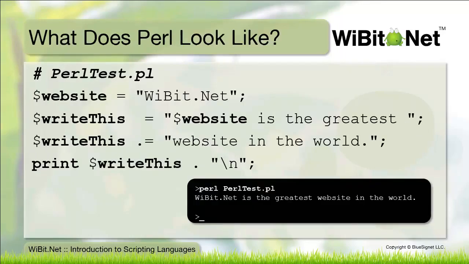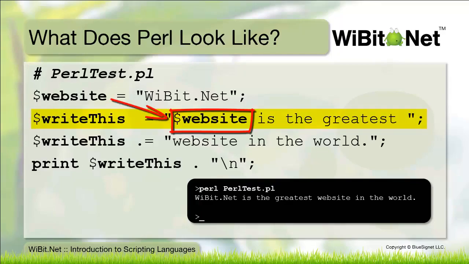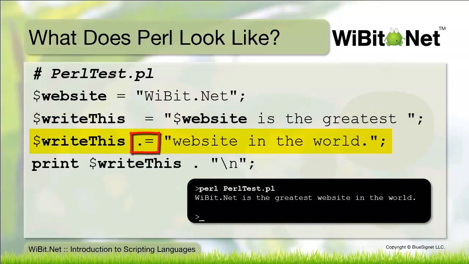So what does Perl look like? Here's a simple Perl script. The pound key is used as a comment, and the variables are preceded with a $ sign. So we have a variable called website, wibbit.net. Then we have another variable called write this, and you can see that we're doing variable substitution. $website is the greatest, and then we're doing a concatenation, website in the world. So that actually will interpret to be Wibbit.net is the greatest website in the world.